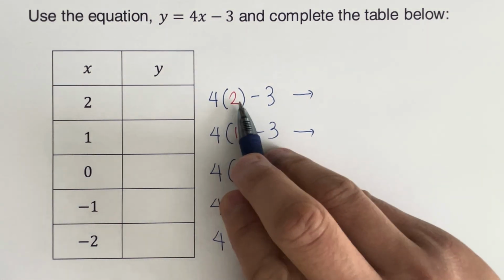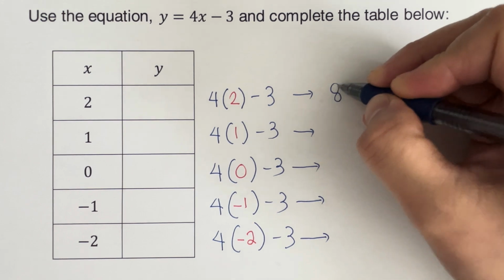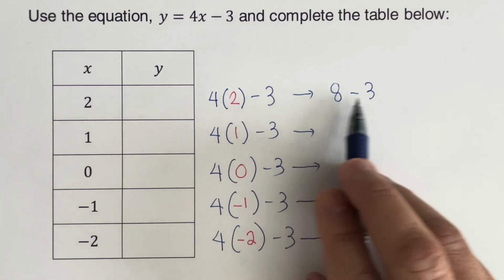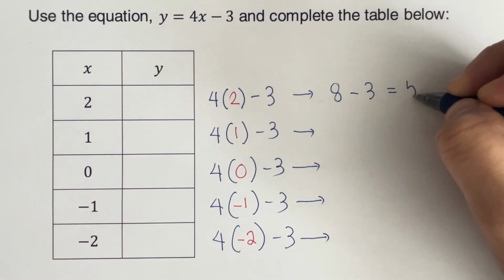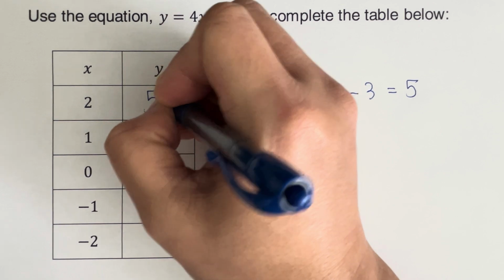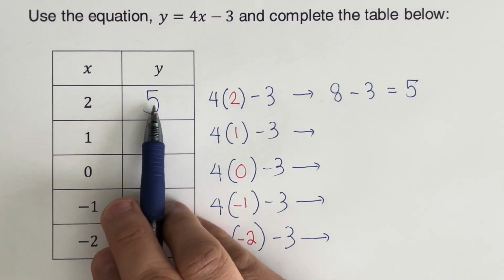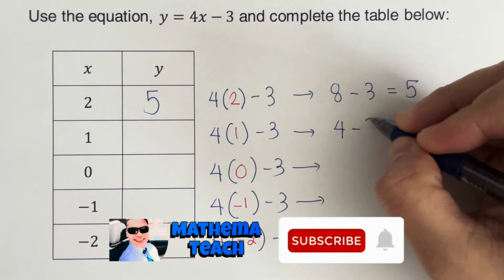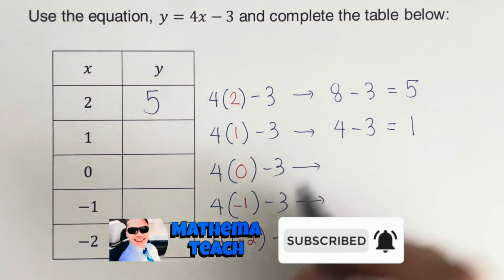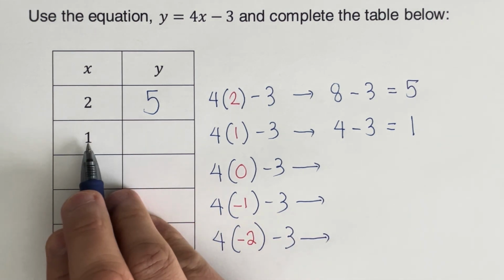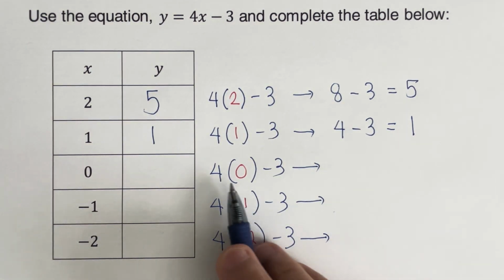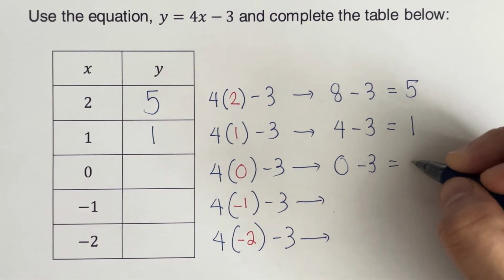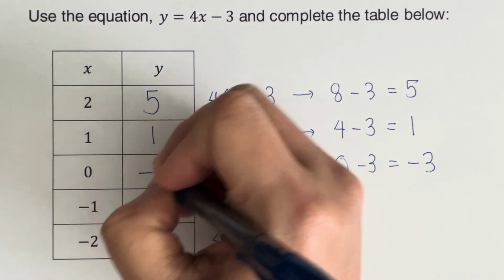It says 4 times 2 is 8, and then 8 minus 3. So that's 4 times 2, that's 8. We got a minus 3. So 8 minus 3 is 5. So the value that we have here is 5. That means our y is 5 when x is 2. And then we do the same thing here. 4 times 1 is 4. Minus 3 is 1. So the value of y when x is 1 is 1. And then we do the same thing here. 4 times 0 is 0. Minus 3 is negative 3. So this is negative 3 right here.